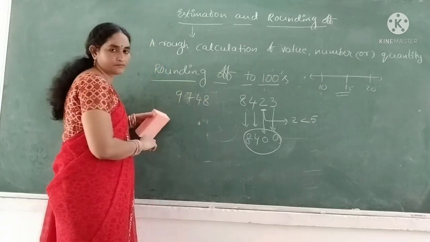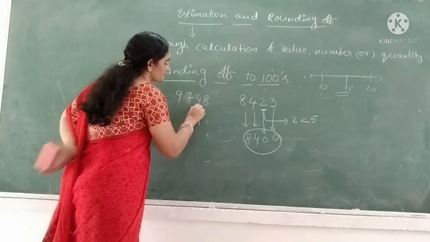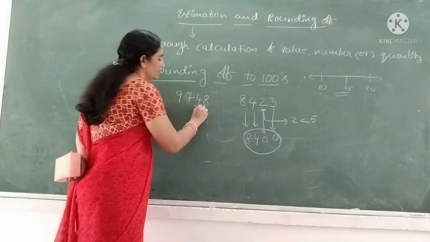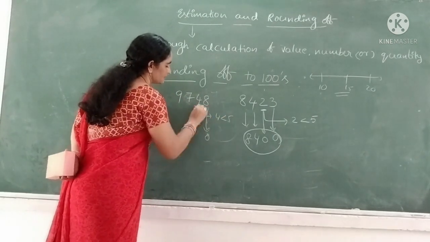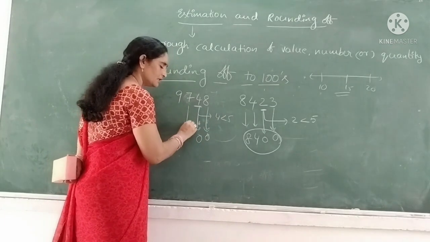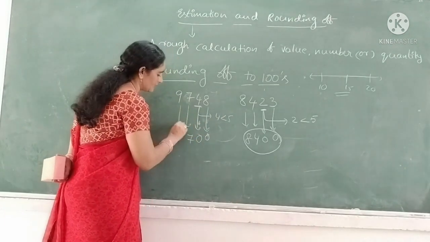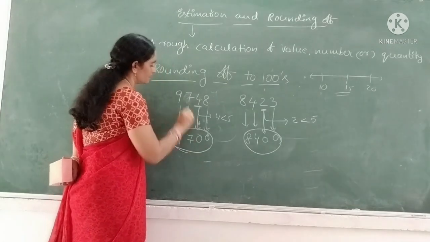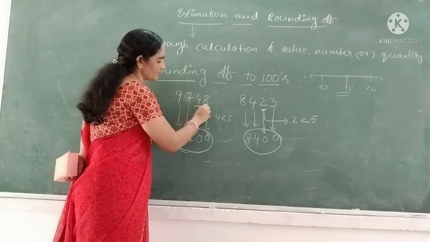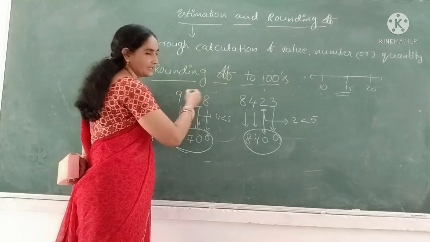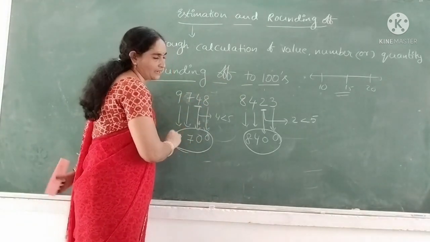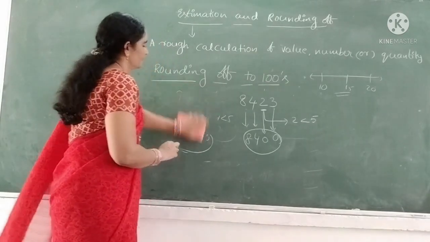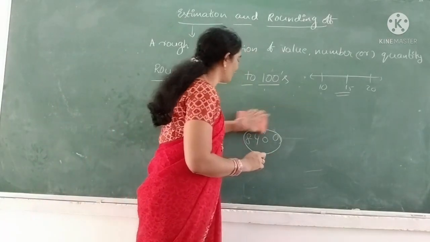Similarly, 9748. In this, the 10th place is 4. Here, 4 is less than 5. Then the ones place is 0, the 10th place is 0, 7 is the same, 9 is the same. So 9748 rounded off to the nearest 100 is 9700.